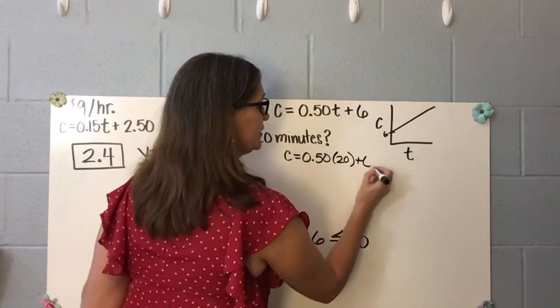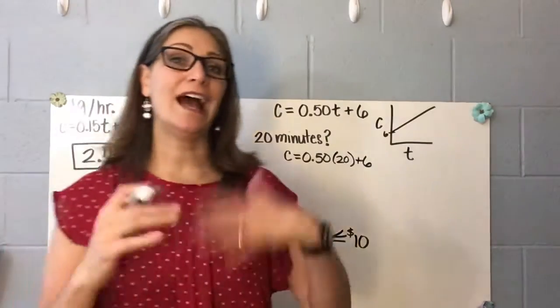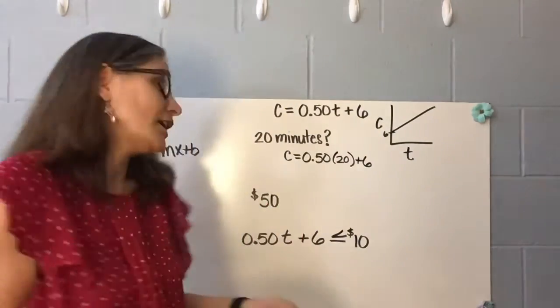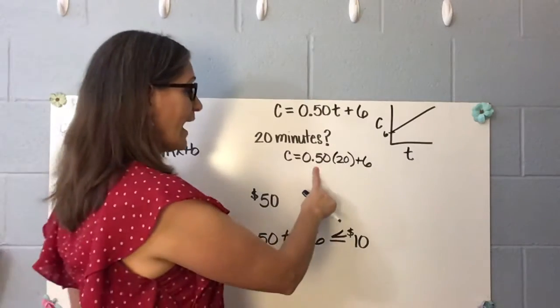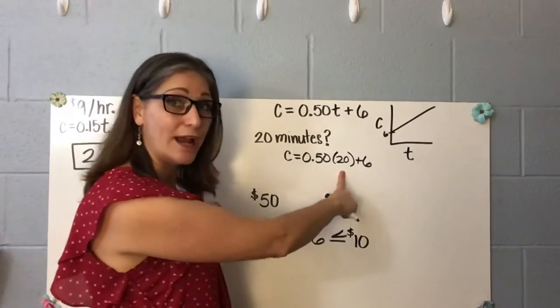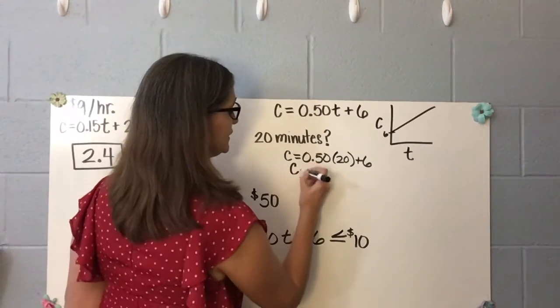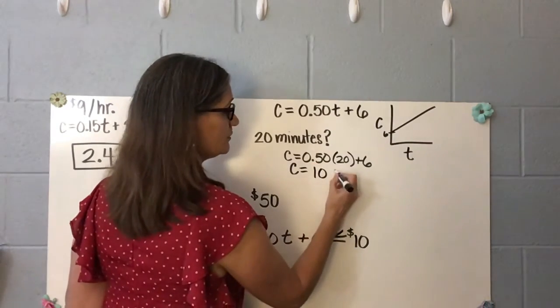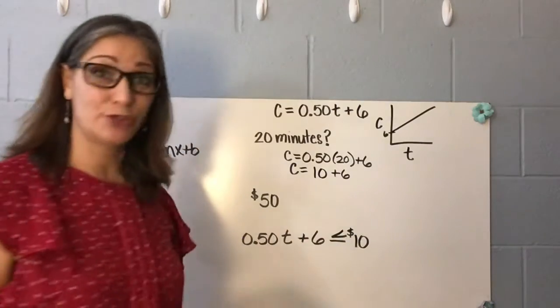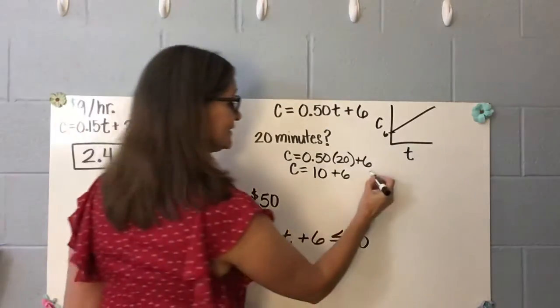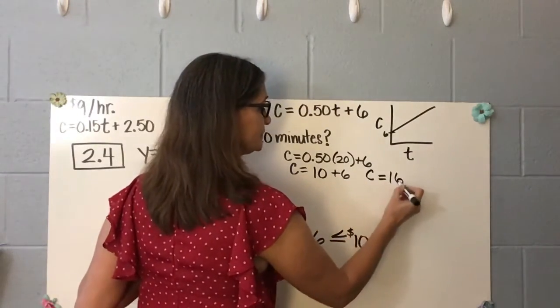And then plus 6. And now I have to proceed to calculate all those parts and see what I end up with. So half times 20, or half of 20, is 10. So now I have C is equal to 10 plus 6, which I'm sure you can clearly see now the answer is C is equal to 16.